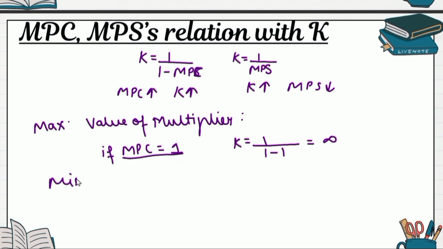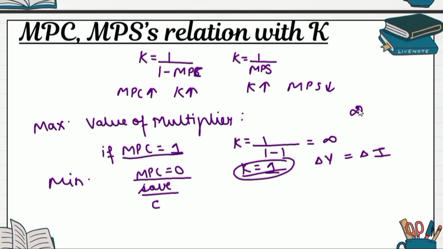So when MPC is 0, the value of multiplier equals 1. This indicates that the economy decides to save the whole of its additional income and nothing is spent on consumption expenditure. Now there will be no increase in income as there is no consumption. Why I said this particular line, you will get to know in a few minutes. So the maximum value of multiplier is infinity and the minimum value of multiplier is 1.